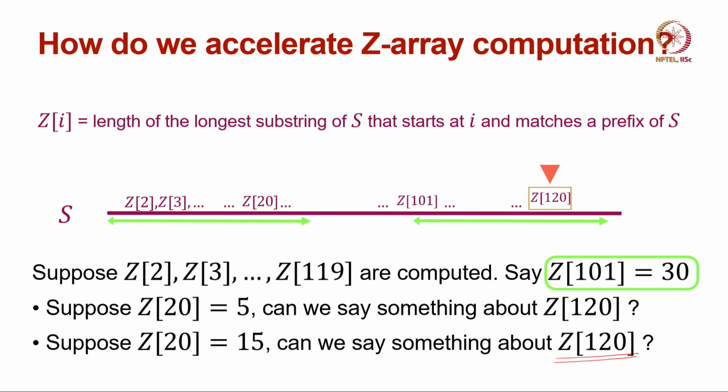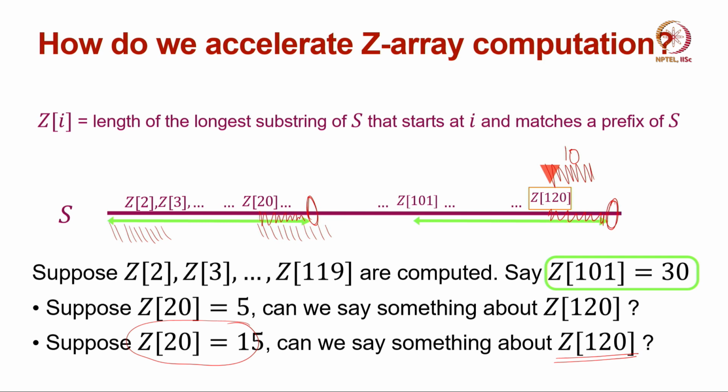Well, again if you apply the similar intuition as last time, what it is telling you is that Z120, the first 15 characters are matching the prefix. From this information, what we can infer is that the first 10 characters starting at position 120 must also be matching the prefix because of this match here. We cannot tell anything about the 11th character though, because we have no idea whether the 11th character is matching or not. In fact, the 11th character is not matching.